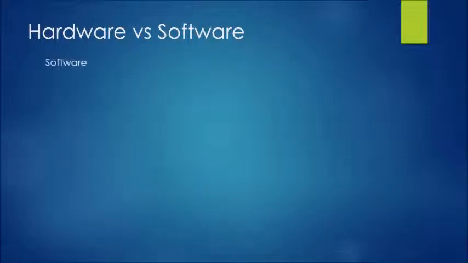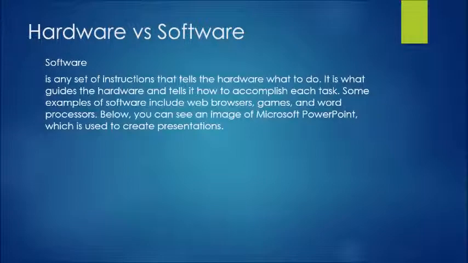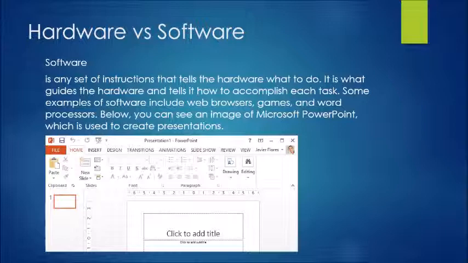Now, software. Software is any set of instructions that tells the hardware what to do. It is what guides the hardware and tells it how to accomplish each task. Some examples of software include web browsers, games, and word processors. Below you can see an image of Microsoft PowerPoint, which is used to create presentations. Keep in mind that without software, hardware is basically just a tool. It won't do anything without the software.